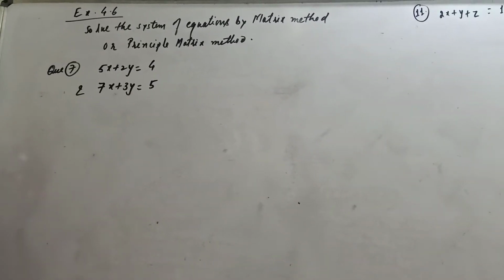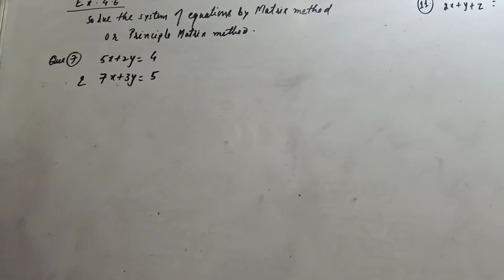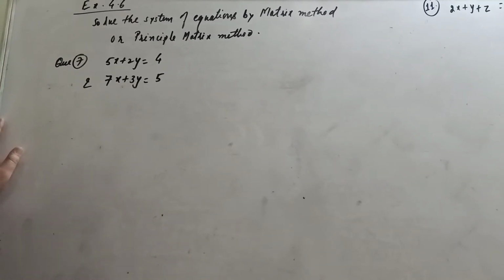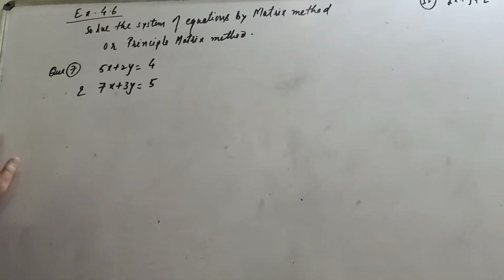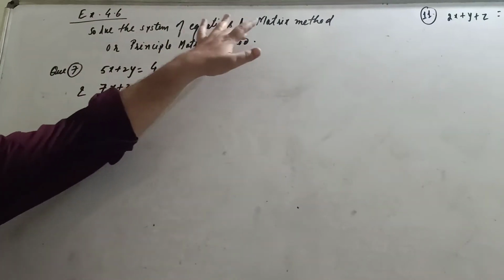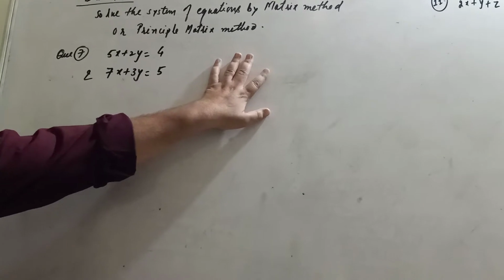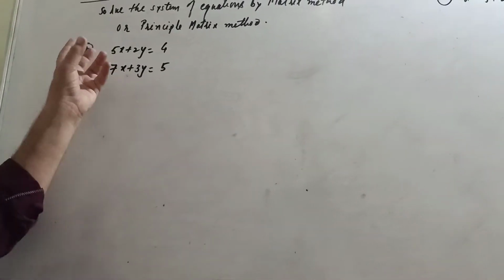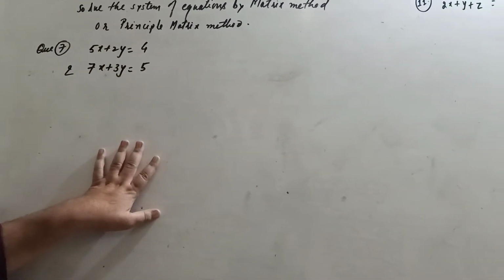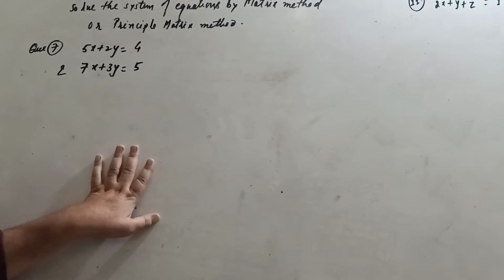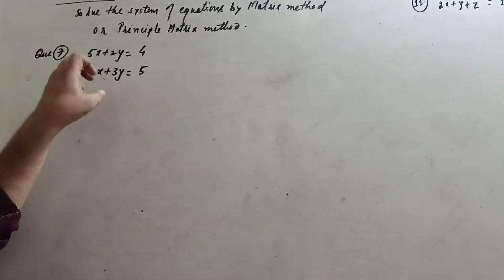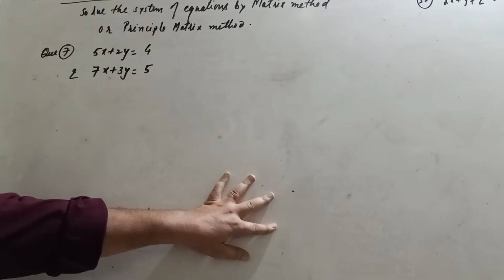Before this topic we had done consistency or inconsistency of system of equations. Now we are doing solving the system of equations by the matrix method, or principal matrix method. In 10th class you were solving two equations by elimination method, substitution method, graphical method, cross multiplication method, but we have to use the matrix method.